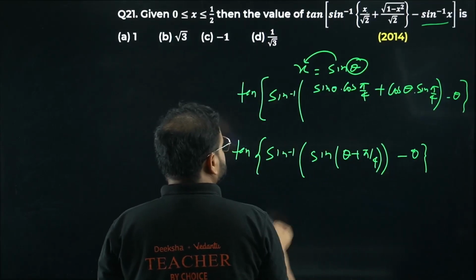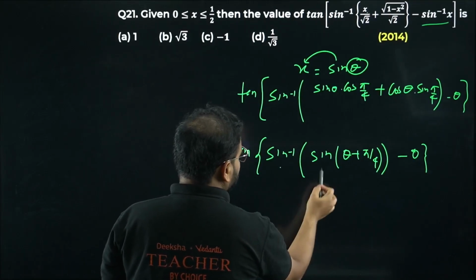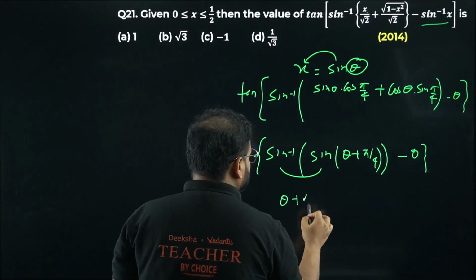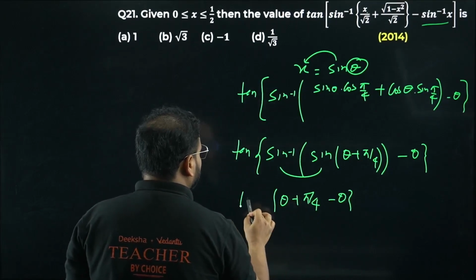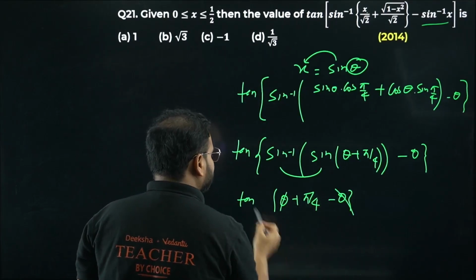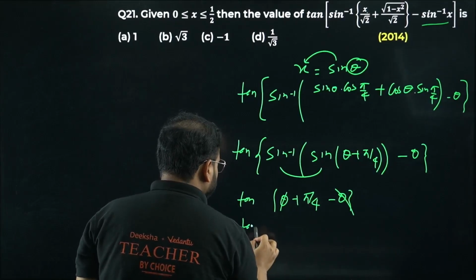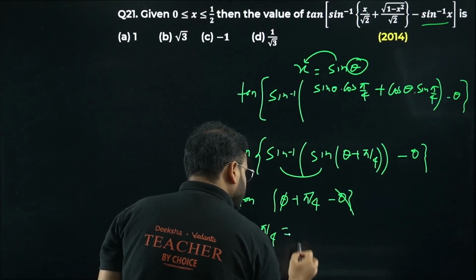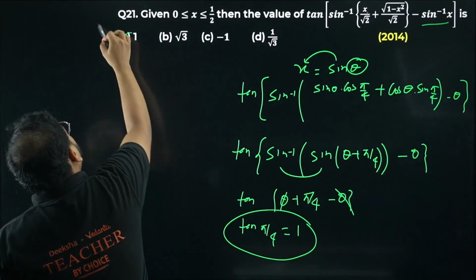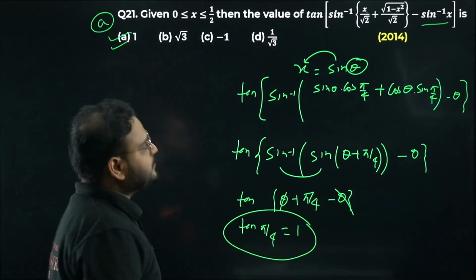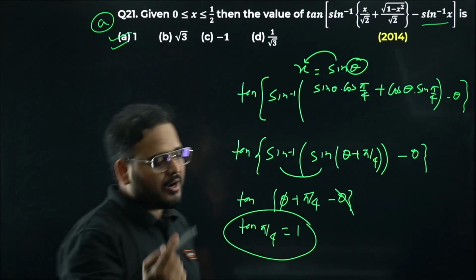Have a look. Sin inverse of sin will cancel the effect. You have theta plus pi by 4 left. Again you have minus theta over here. Outside is going to be tan. You have theta and theta cancelled. I get tan theta. Tan pi by 4 is nothing but 1. The answer is 1. Option is going to be A. 21 option is A. Good question. Had fun. Moving on to question number 22 now.